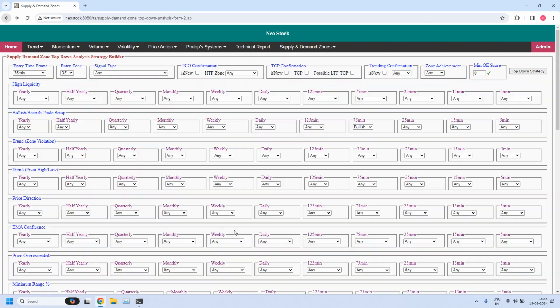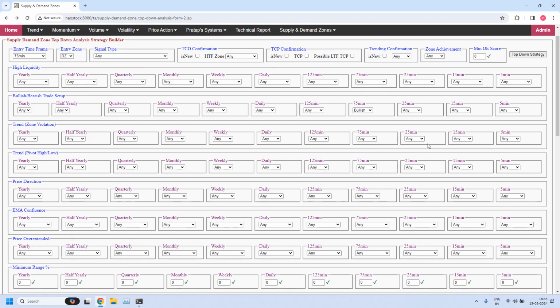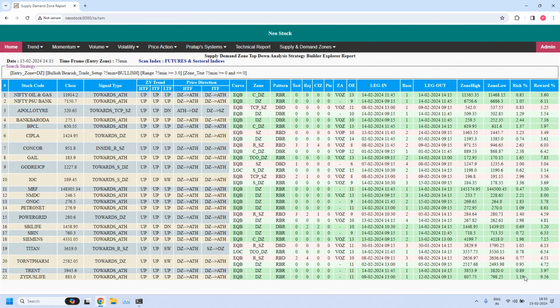So let me go back. In the strategy builder, the minimum range. This is a distal line to distal line range, nothing but reward. So for 75 minutes I am setting 3%. Now the list is reduced to 22. Now all these 22 stocks are supporting, they're all fresh zones, bullish trade setup, and the minimum reward 3%.